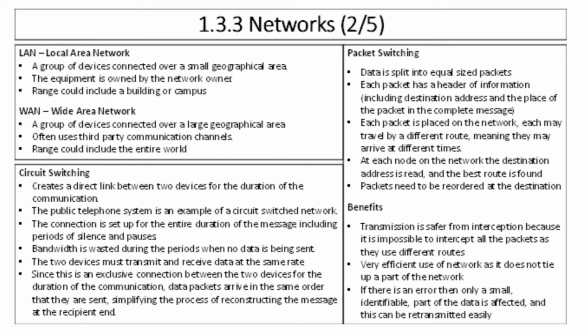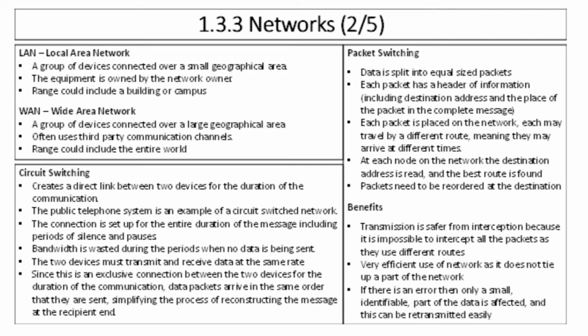Packet switching. Data is split into equal-sized packets. Each packet has a header of information, including the destination address and the place of the packet in the complete message. Each packet may travel by different routes, meaning that they may arrive at different times.